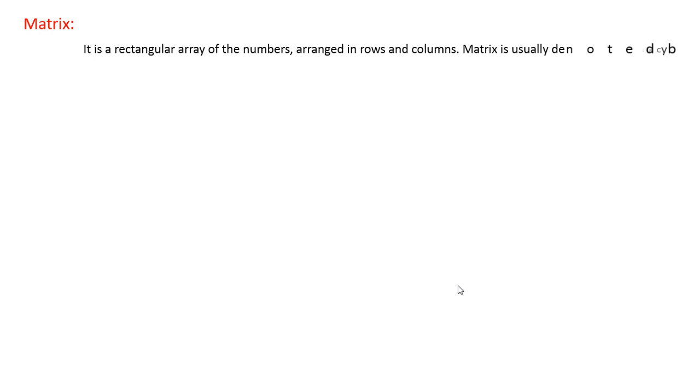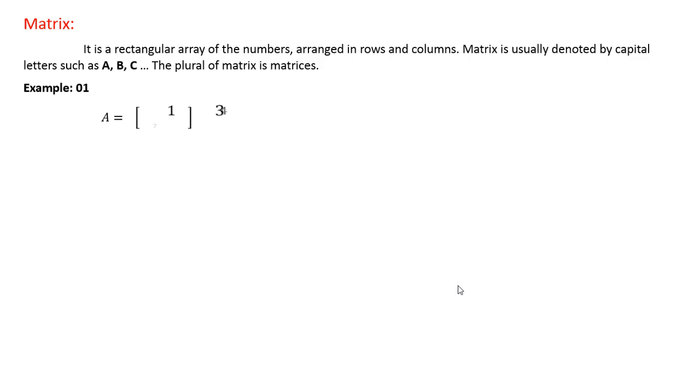Let us understand the concept of matrix. It is a rectangular array of numbers arranged in rows and columns. A matrix is usually denoted by capital letters such as A, B, C, and so on. The plural of matrix is matrices. Example: A is equal to the matrix having elements 1, 3, 4, 7, 2, and 0.